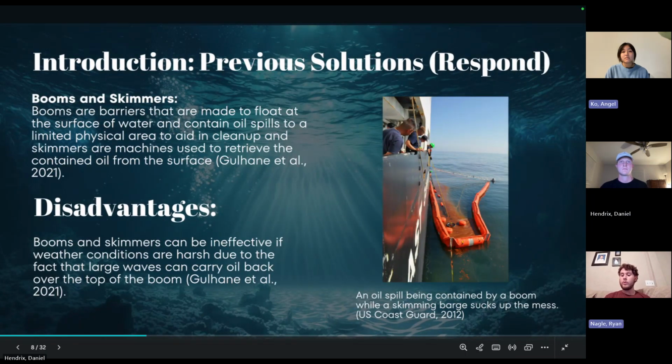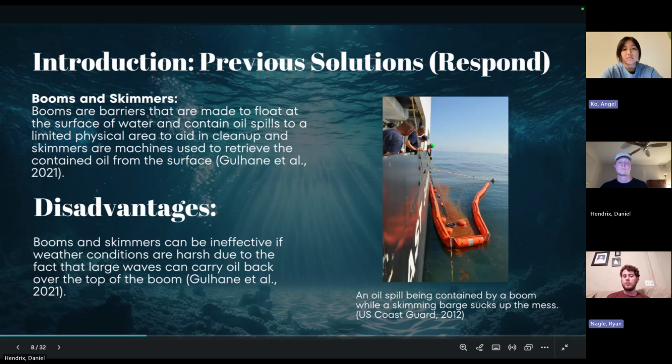All right. So starting with the response solutions. One of the previous solutions to cleaning up oil spills in a manner of response is using booms and skimmers. Essentially, a boom is a flotation device that floats on the surface of the water and acts as a physical barrier to contain crude oil at the surface of the water. And the skimmer is a machine that is then used to pick up the crude oil that is contained within the bounds sectioned off by the booms.